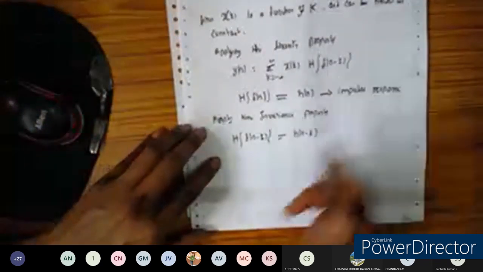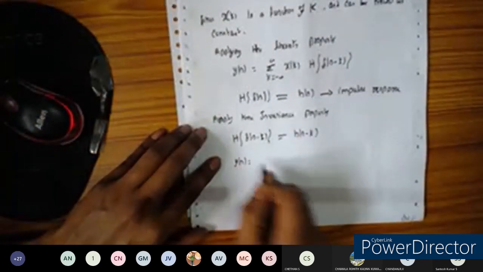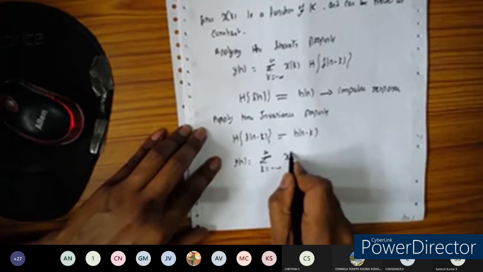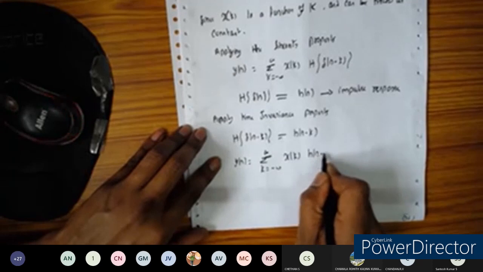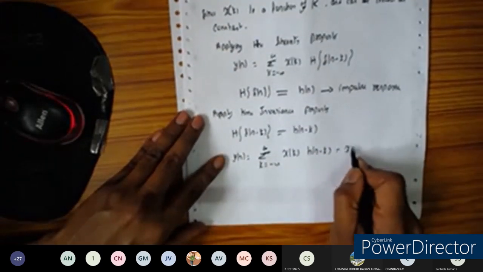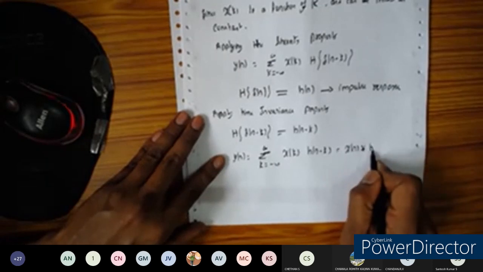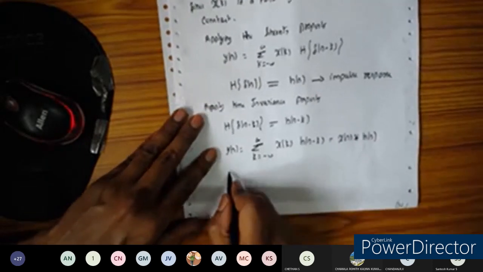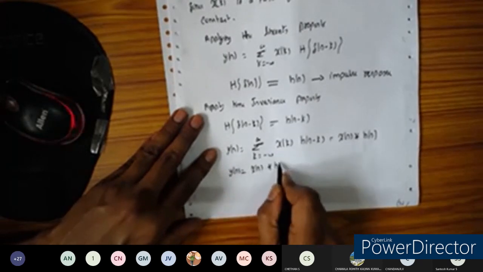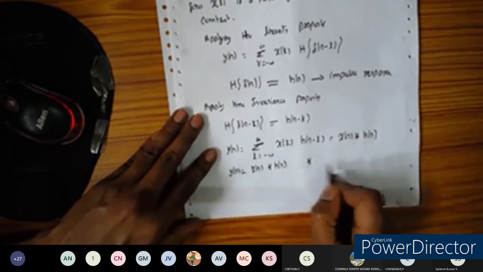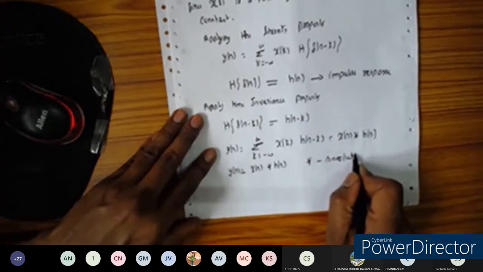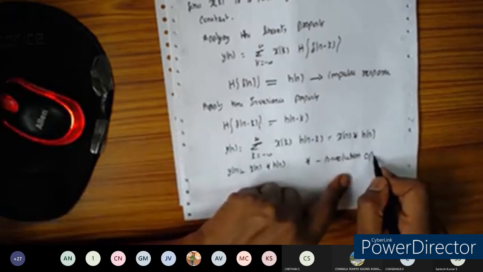Then by substituting this here, you're going to get y of n equal to summation k equal to minus infinity to plus infinity x of k into h of n minus k. This in turn we call x of n convolution with h of n. So y of n is equal to x of n convolution with h of n. Here this star operator is called the convolution operator.